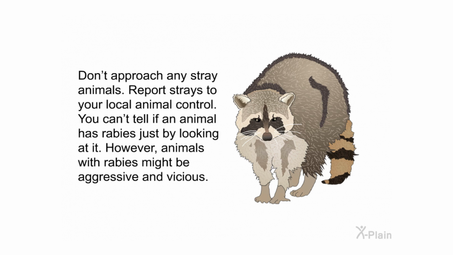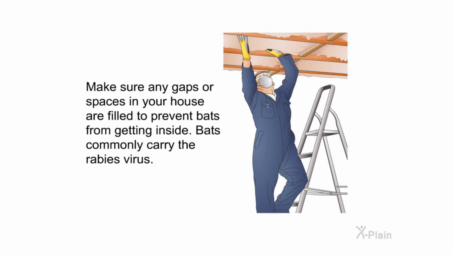Don't approach any stray animals. Report strays to your local animal control. You can't tell if an animal has rabies just by looking at it. However, animals with rabies might be aggressive and vicious. Make sure any gaps or spaces in your house are filled to prevent bats from getting inside. Bats commonly carry the rabies virus.